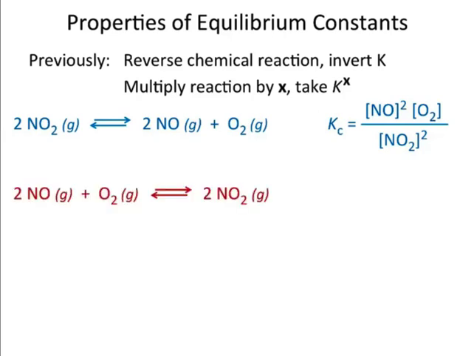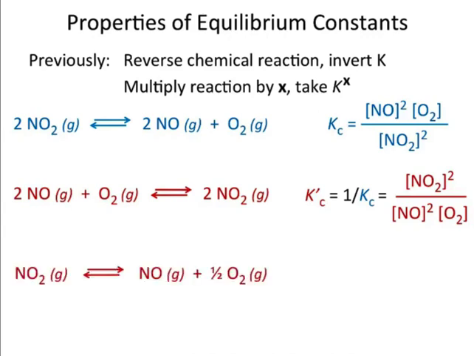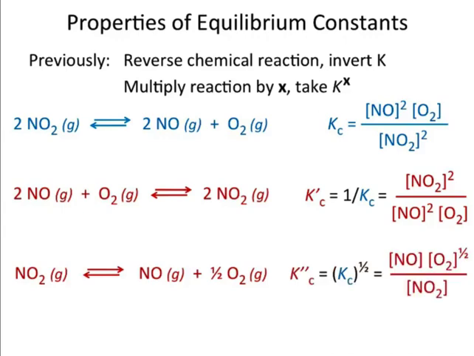Then if you reverse that chemical reaction to get something that looks like this, then you're going to invert the equilibrium constant. And if you look at this new equilibrium constant in red, the form of it matches our newly reversed reaction. So this makes sense based on how equilibrium constants are put together. Now the other thing we said is that if you multiply a reaction uniformly by some coefficient, then your equilibrium constant is taken to the power of that coefficient. So in this example, if you multiply all the coefficients by 1/2, then you take the old equilibrium constant to the power of 1/2, and that gives you your new equilibrium constant. Okay, so that's old news.